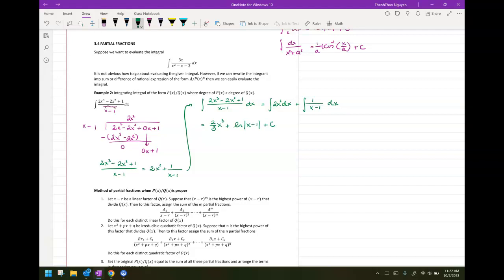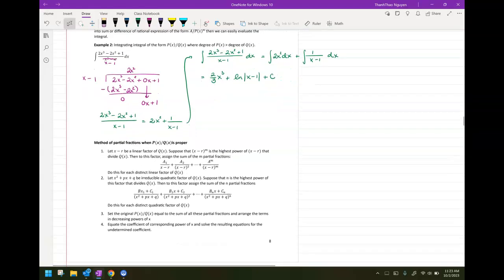So that is the case when the degree of the numerator is greater than the degree of the denominator. Again, we will do the long division, and we use the integration techniques that we have learned before to separate the integral and go from there.